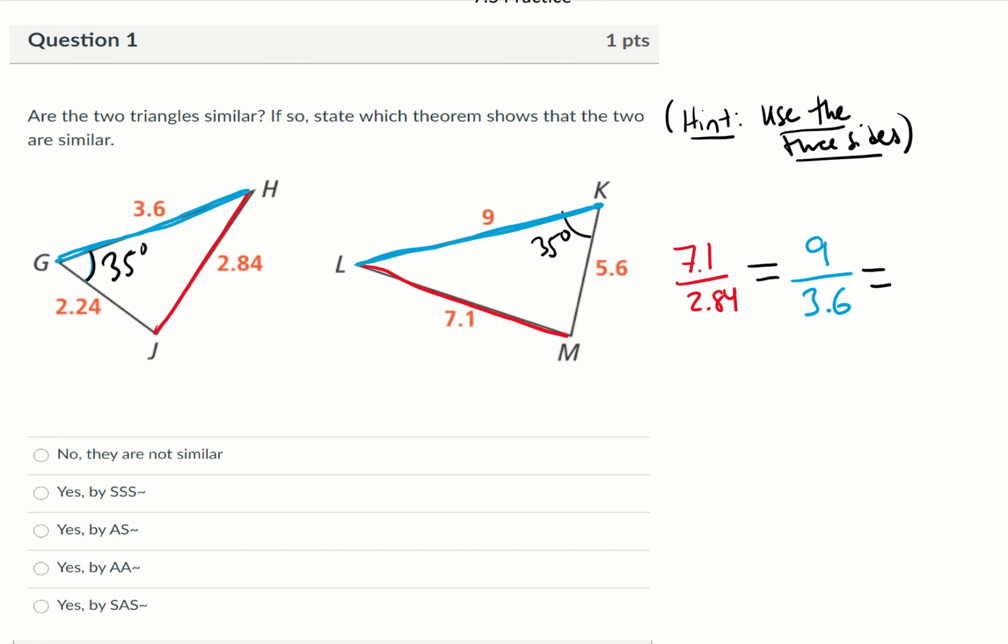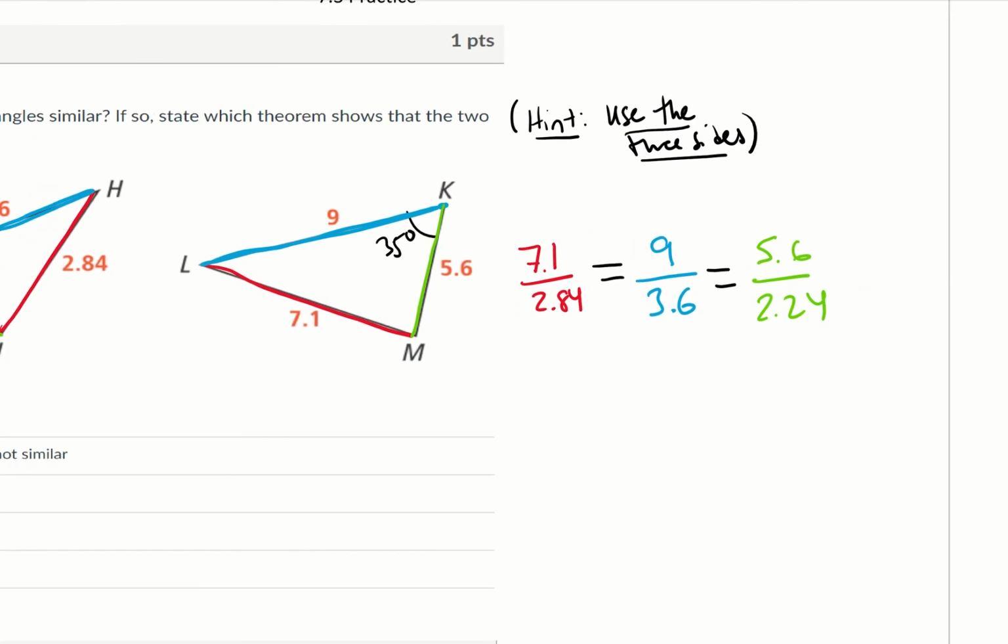We're going to test out one more here. Finally, we have the two remaining sides. So we have 5.6 divided by 2.24. And we'll test to see if these numbers provide the same scale factor. If they do, then the two triangles are similar by SSS similarity.